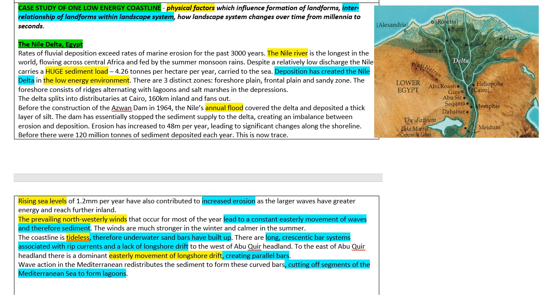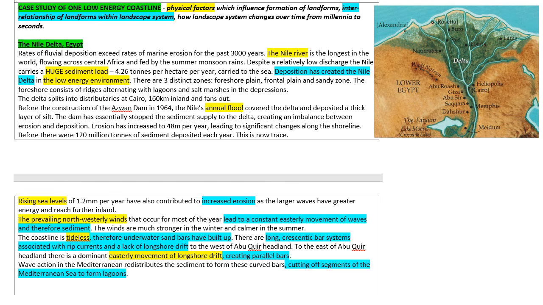Then we've got our case study of a low energy coastline, and this is the Nile Delta in Egypt. And again, we've got to look at the physical factors, the interrelationships, and so on. So here we've got a low energy coastline, so deposition is going to dominate. And actually, we've got huge rates of deposition that have taken place over time along the Nile Delta to build up this delta. The River Nile is the longest in the world, flows across Central Africa.